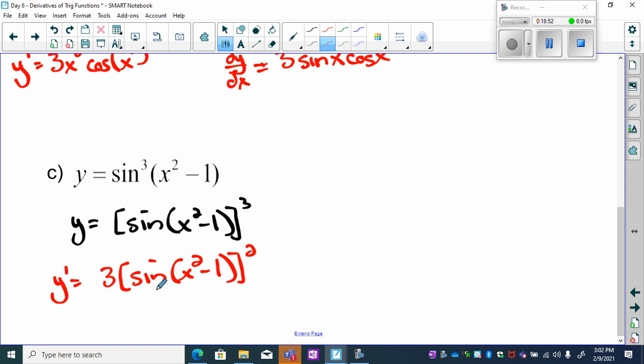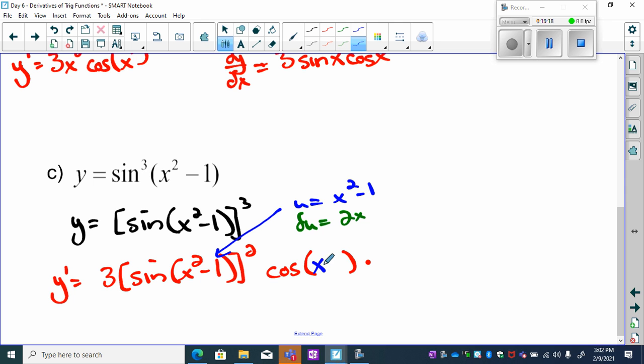Well, this is the inner function, sine x squared minus 1. You can see that my u value is x squared minus 1, which means the derivative of that would be 2x, or 2x minus 0. So I have to do the derivative of sine u, which I know to be cosine u, times du. So cosine u is cosine x squared minus 1 times 2x.